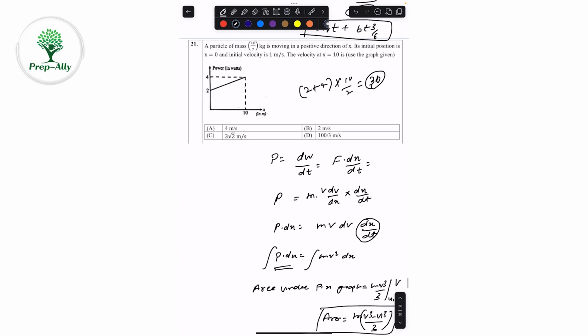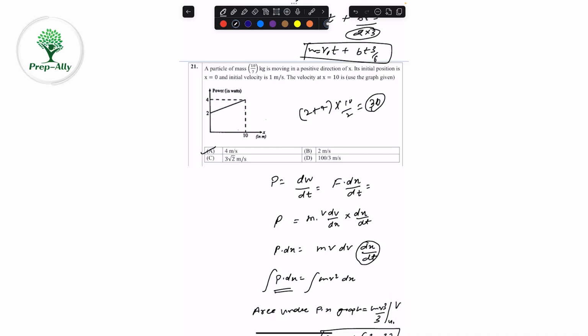That means velocity at 8 will be 4 meters per second, which is option A. So A will be the answer, and this is how you can solve these types of questions.